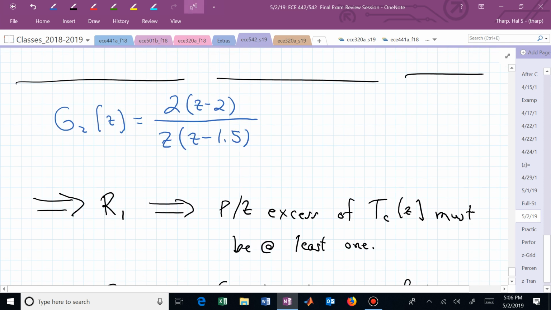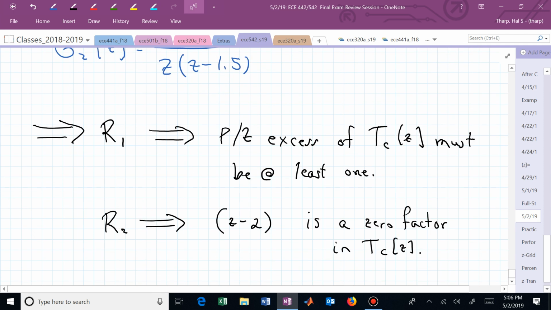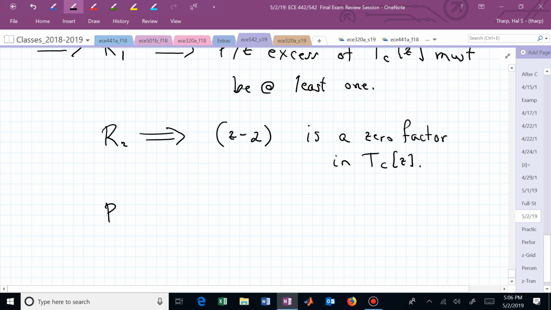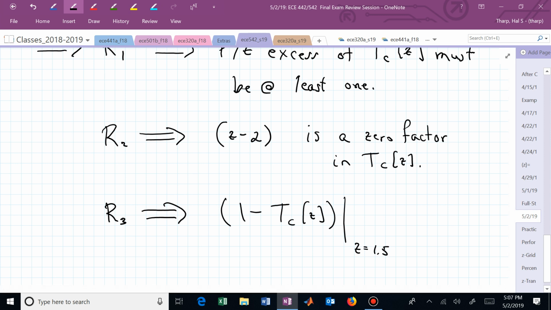Anything else? We have an unstable pole, and we can't cancel that, can we, unless you want to get a minus 100 on your final. It's available to you, but I don't think you want it. So restriction 3 now says that you need 1 minus T sub c of z evaluated at z equal to that unstable pole location, which was 1.5, to be 0. And that will keep our controller, which we get from that design formula, from having a 0 that will cancel that pole. That's what we're avoiding with this specification.